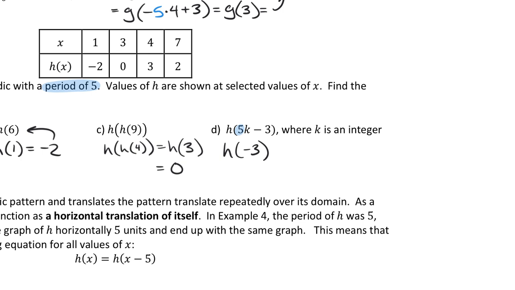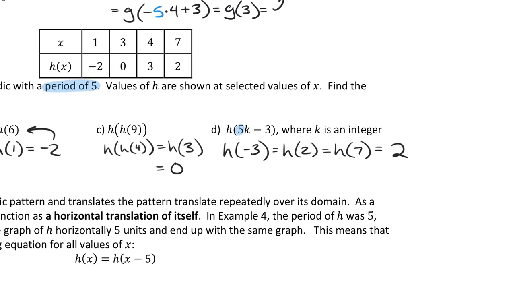h of negative 3, is that on my table? No, but can I add or subtract 5, maybe multiple times, to find something from my table? Yeah, h of negative 3, if I add 5, that gets me to 2. That's not in my table. If I add 5, it gets me to 7. Oh, snap, that's in my table. What is h of 7? 2.